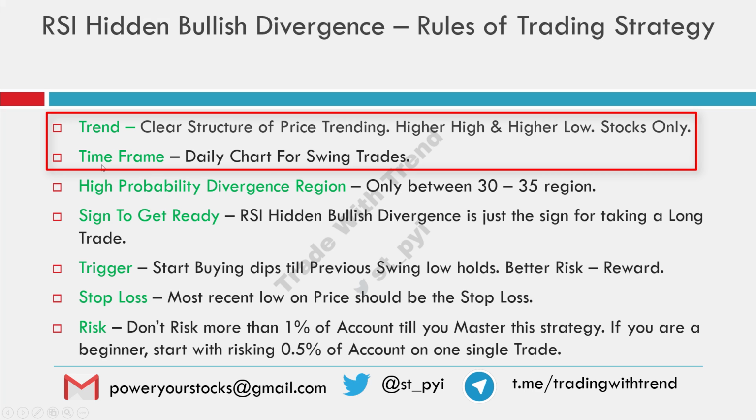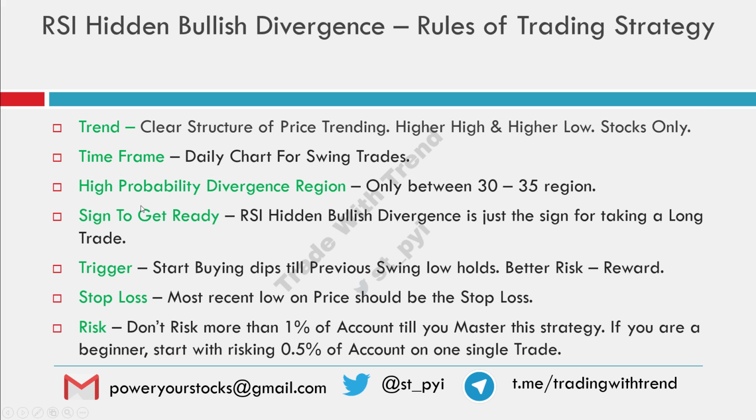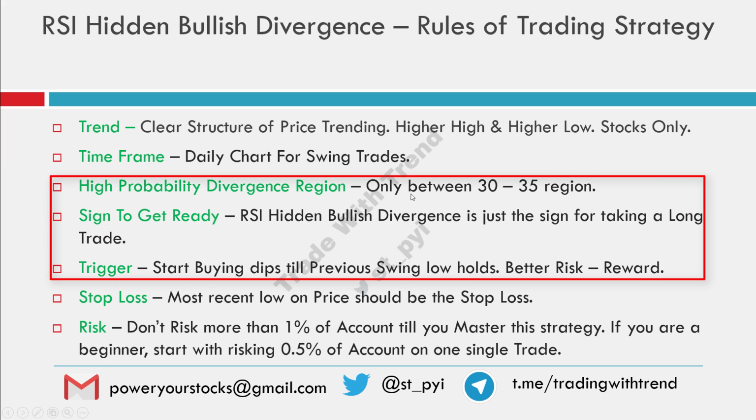So the second rule that I want to put out is that of time frame. Now, daily time frame has to be preferred for this particular strategy. If you want, you can experiment with the 60-minute time frame, but daily is what I would recommend. The third rule that I'll put out is that of targeting high probability trades. Target divergence only between the 30 to 35 region or below the 30 region on RSI. The fourth rule that I want to put out is that of sign to get ready. See, RSI hidden bullish divergence is just a sign for taking a long trade.